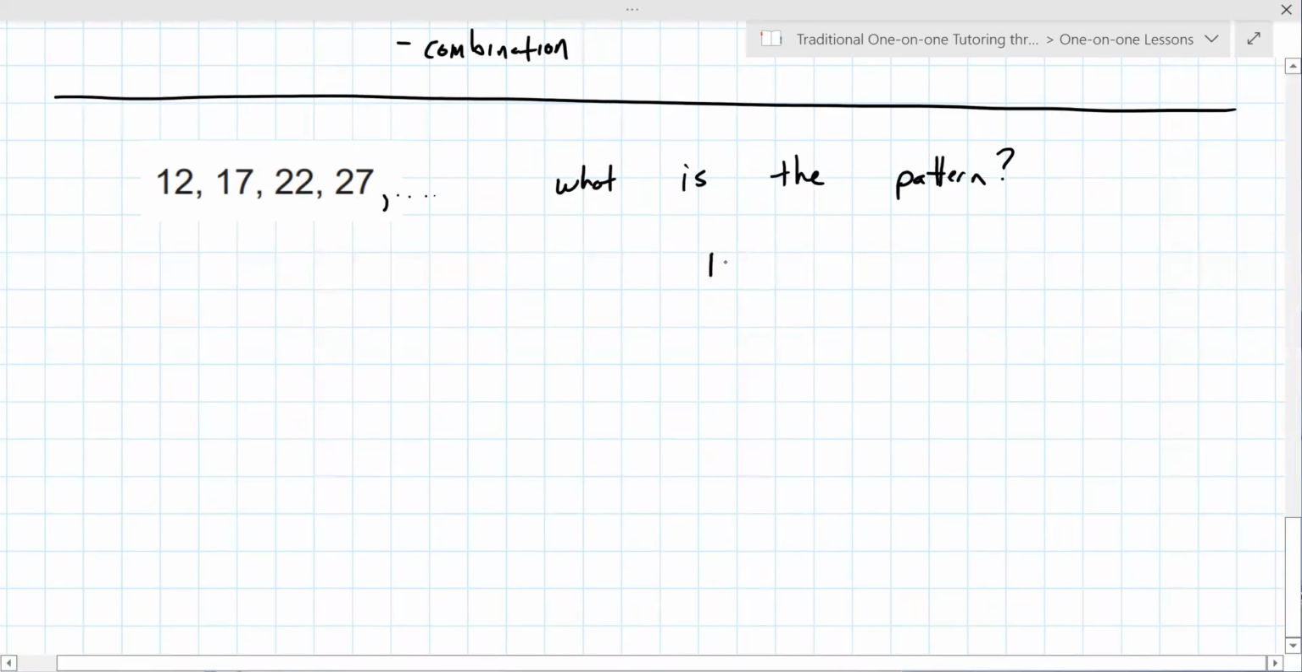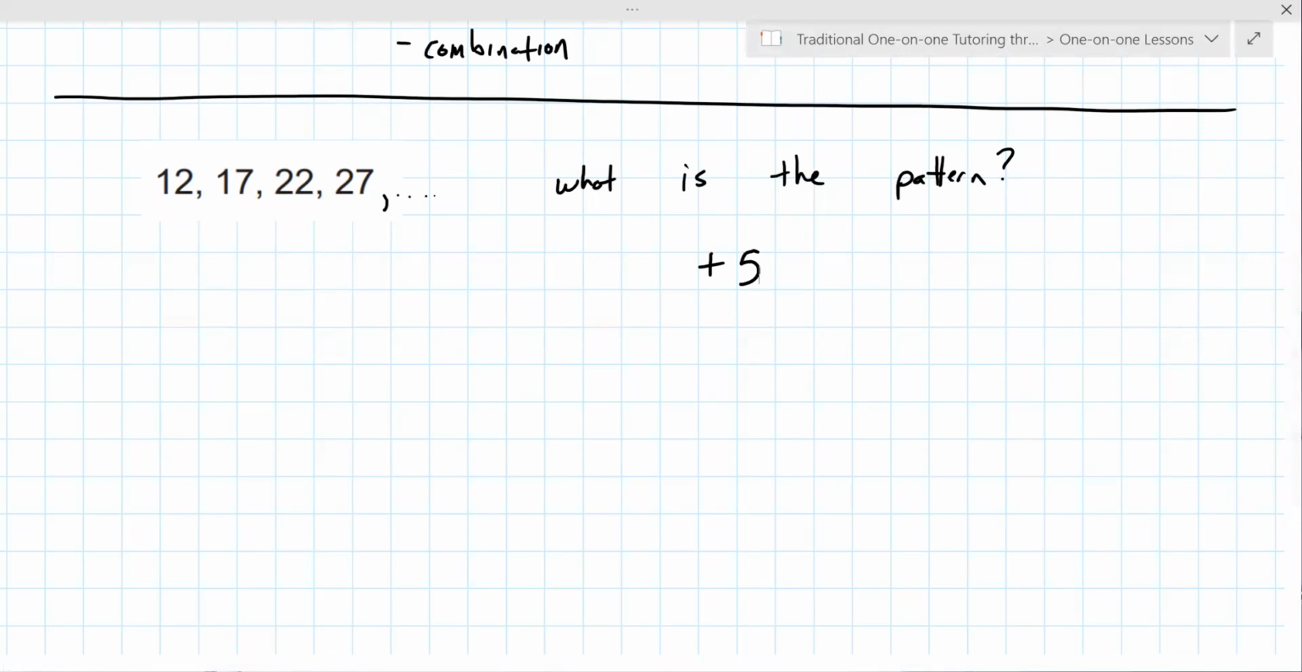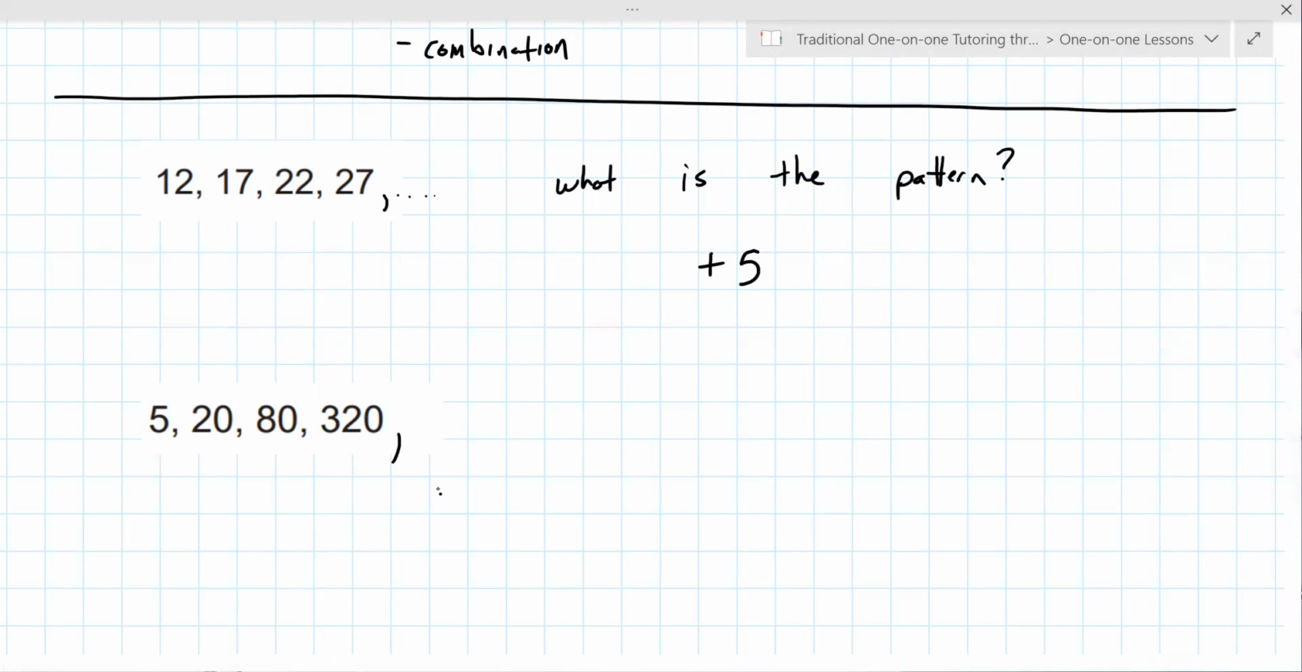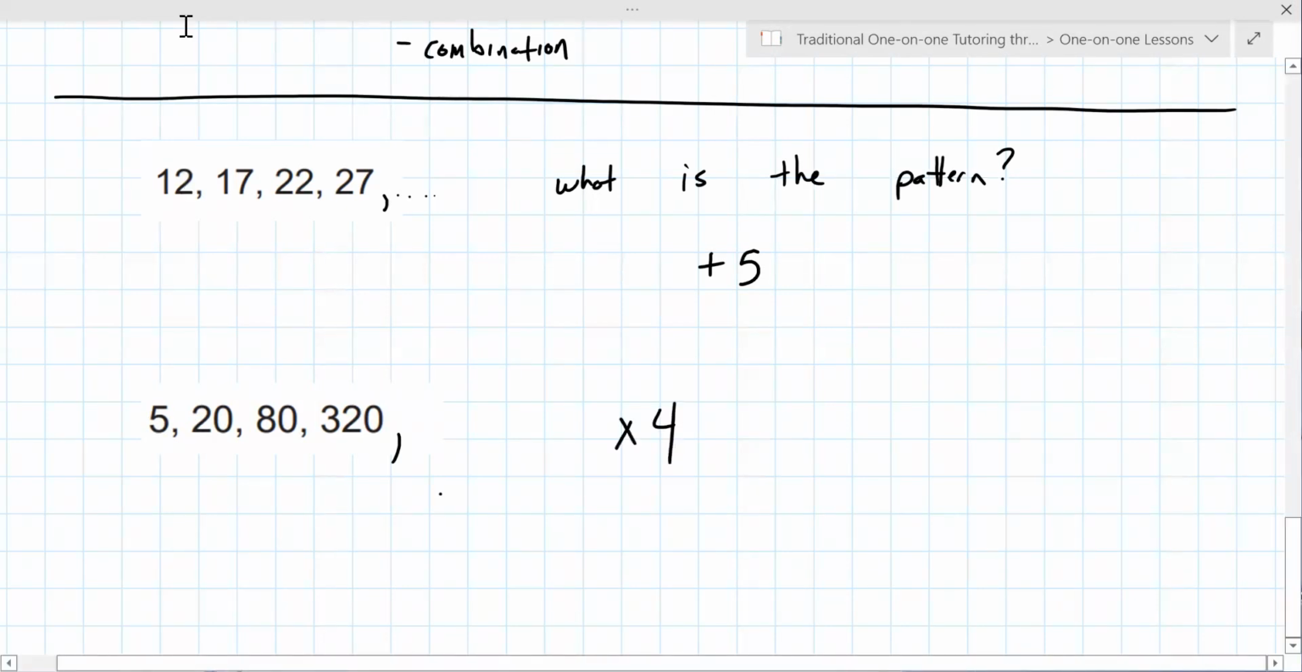I agree. Okay, so let's try a little bit more difficult one. Same question. What is the pattern? 5, 20, 80, 320. You should be multiplying by 4. Multiply by 4. Fantastic.